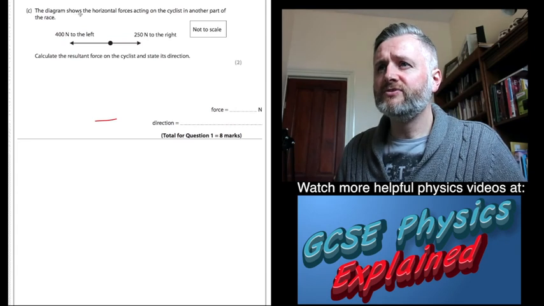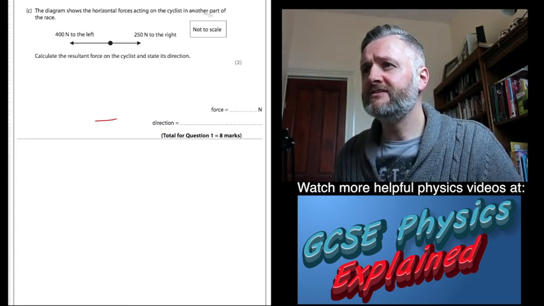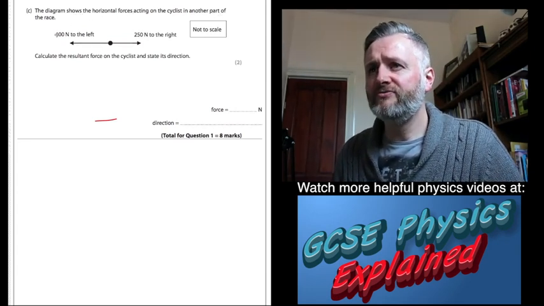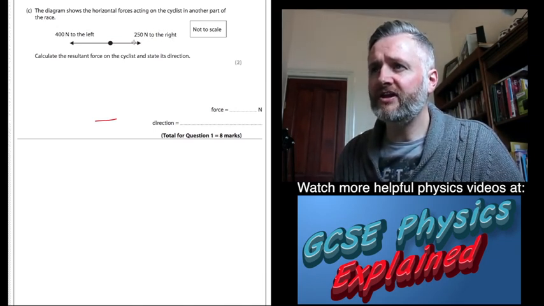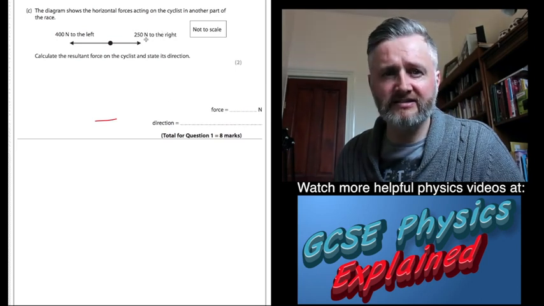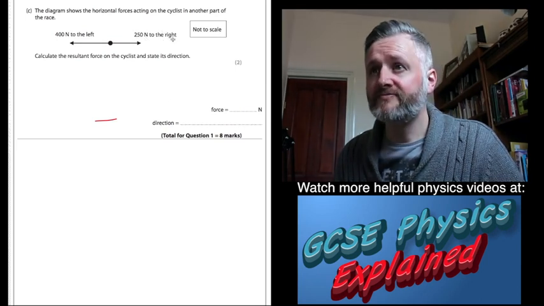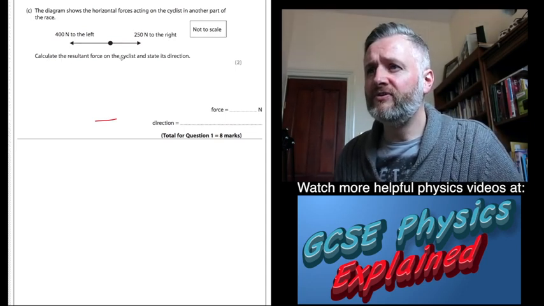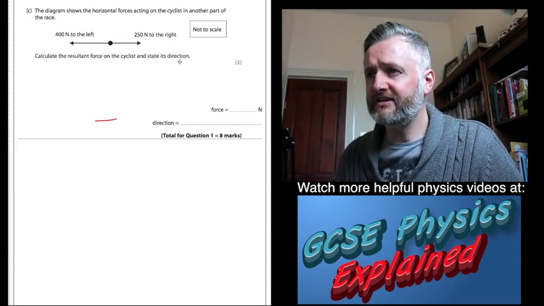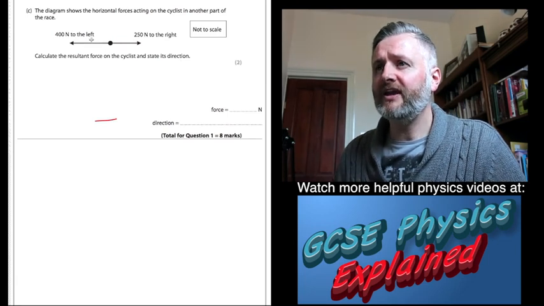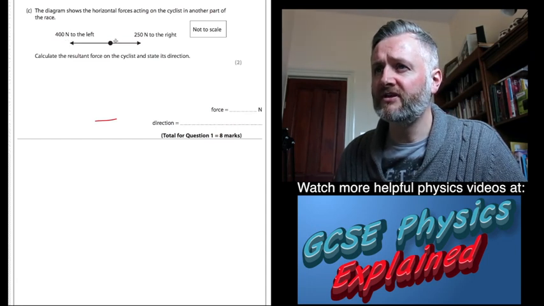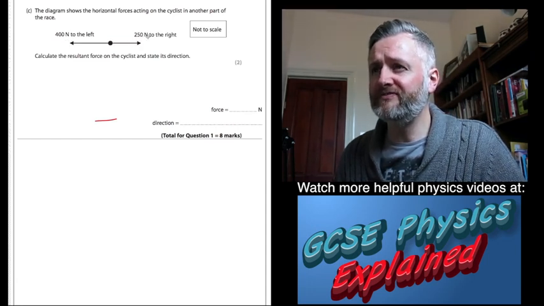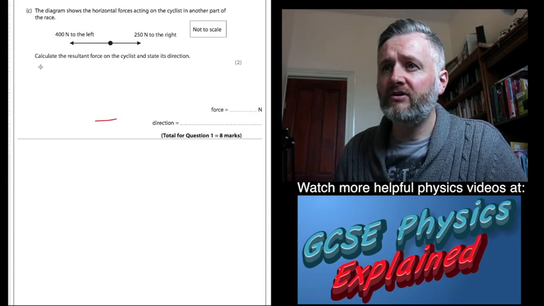The diagram shows the horizontal forces acting on the cyclist in another part of the race. So 400 newtons to the left, 250 newtons to the right. They're examples of vectors, by the way, because there's the size and the direction. Calculate the resultant force on the cyclist and state its direction. So it's just like tug of war. There's one team pulling to the left with 400 newtons and one team pulling to the right with 250 newtons. So the team pulling to the left's going to win.